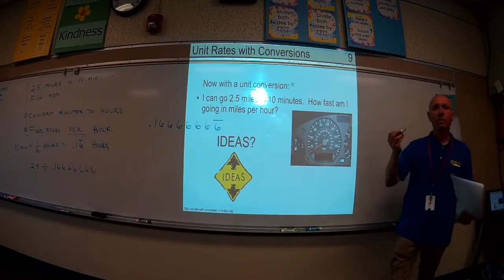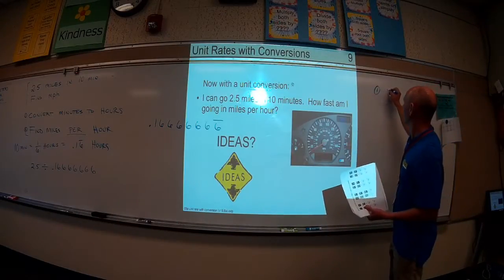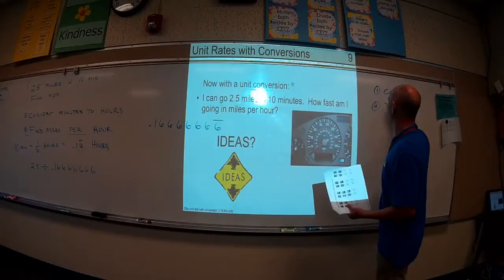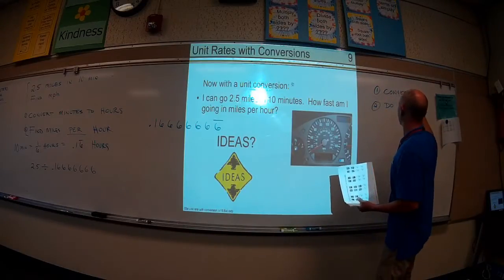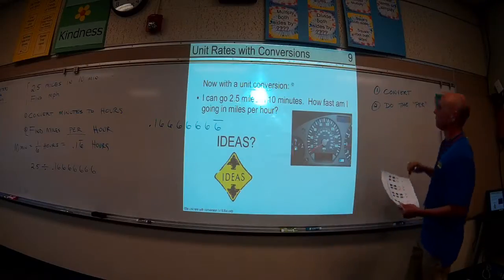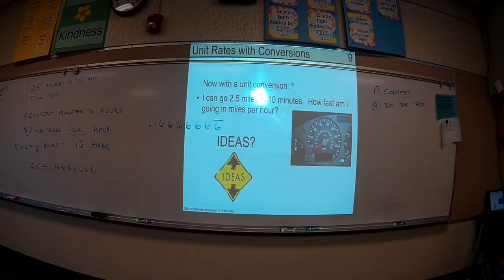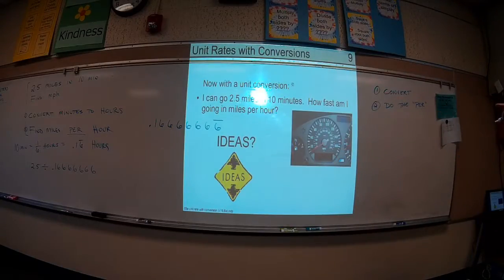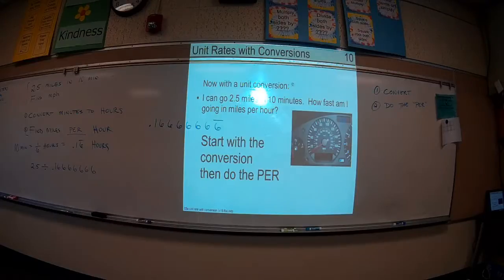So here are your steps for these problems. 1, convert. 2, do the per. I recognize that there are other ways to do it. On this one, you saw that 10 minutes is 6 times 10, 10 is turned into an hour. I get it. But that's not going to work on the next one. Start with the conversion, then do the per.